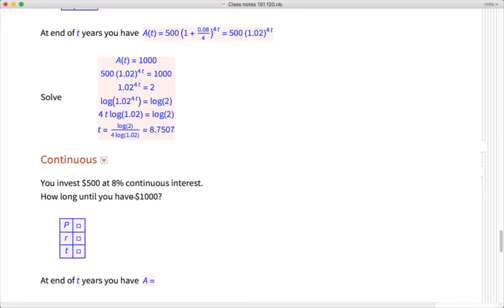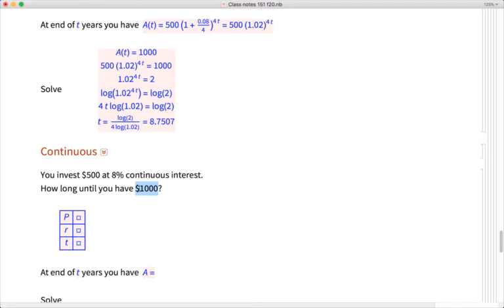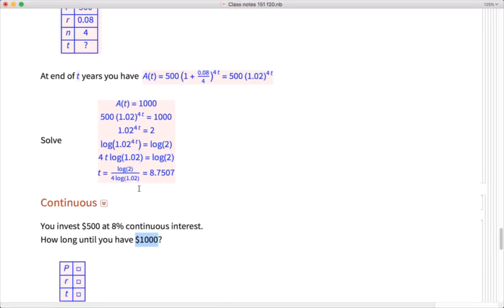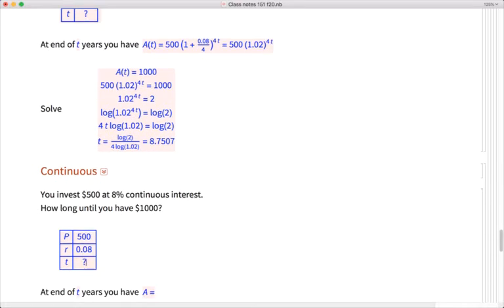Okay, you invest $500 at 8% continuous. How long do you have? Okay, so let's see. Continuous interest earns a little bit faster. They were both at 8%, so we expect this to be slightly less than 8 3/4 years. But again, just a review of the players here. Our principal, 500, 8%. T is unknown.